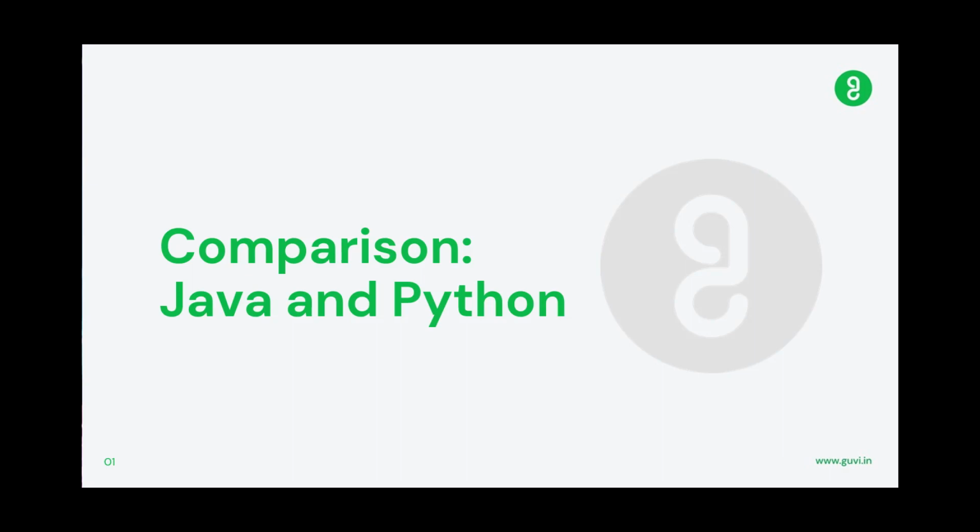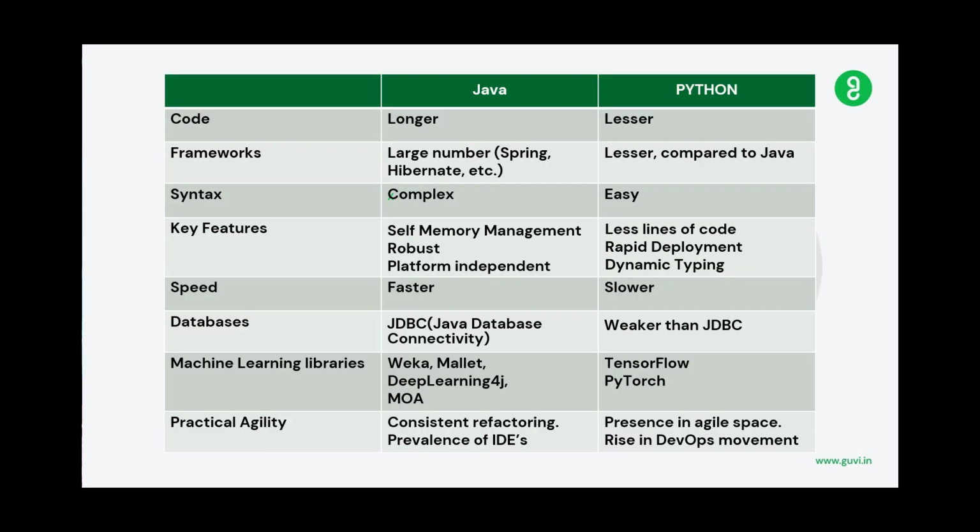In the same way, let's also have a comparison between Python and Java, since we've already discussed Python and C. We start by having a discussion about the differences in their code. When you write a program in Python, a Python program has fewer lines of code, whereas Java programs have longer lines of code. When it comes to the frameworks in Java, the number of frameworks is really large. You have popular frameworks like Spring, Hibernate, etc. Whereas Python has a lower number of frameworks as compared to Java. But the popular ones are Django and Flask.